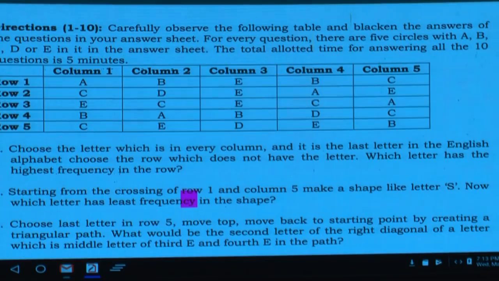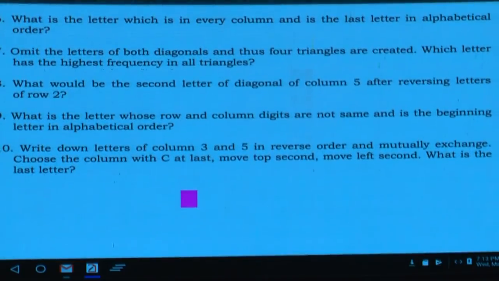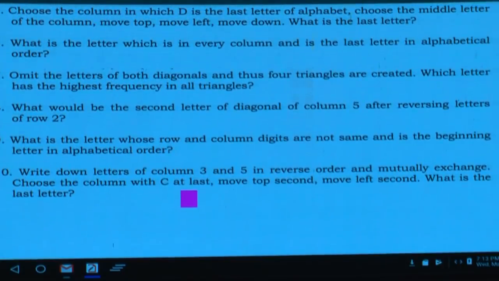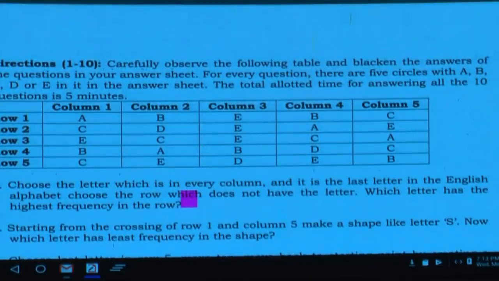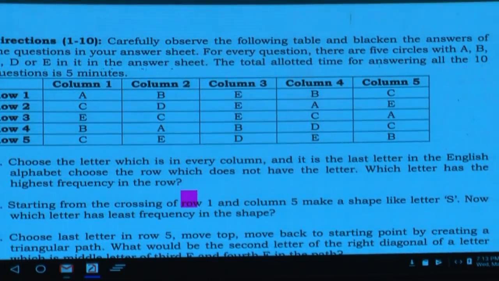Then ninth one. Yes, what about question number 9? What is the letter whose row and column digits are not same and it is the beginning letter in the alphabetical order? Tell me. What is the letter whose row and column digits are not same? Row and column digits are not same, what does that mean? Tell me.